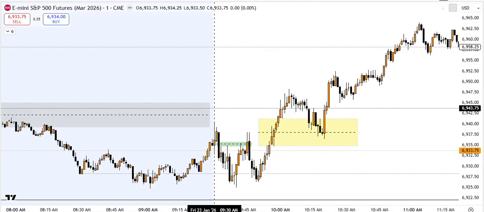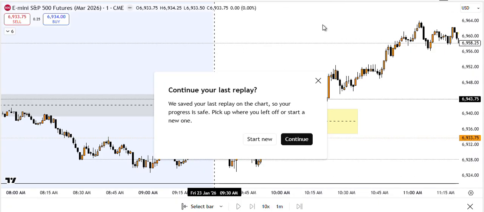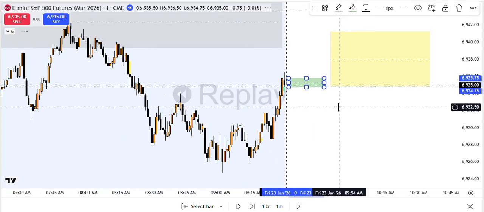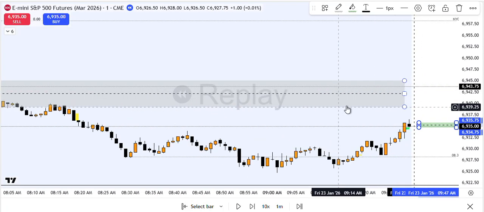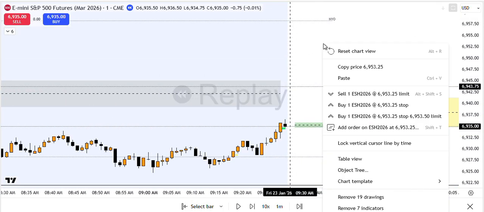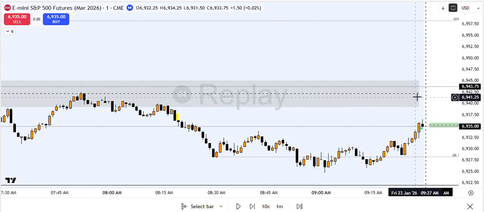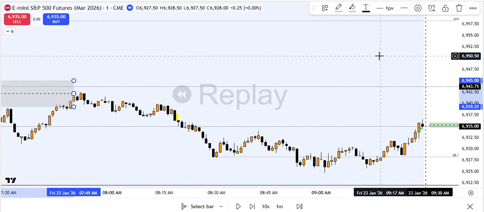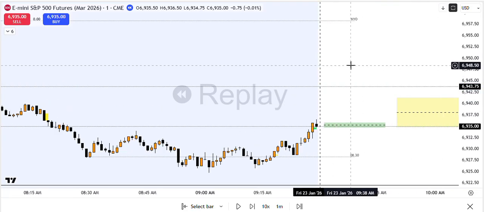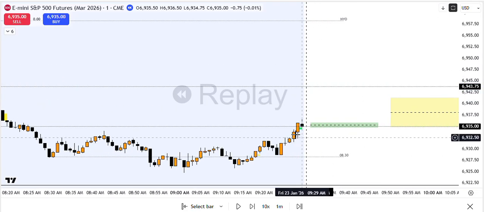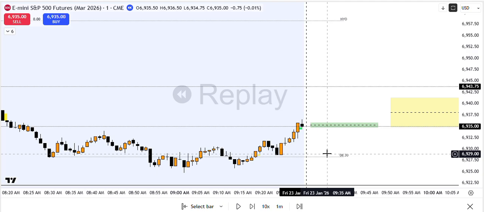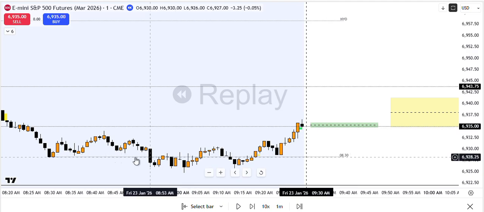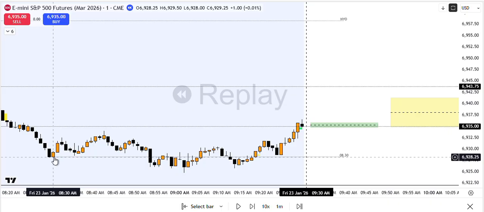So let's go backward and let's go to the 9:30. Okay. All right, so take this away. Don't need that. So this is the market as at 9:30. So I have two reference points, the 9:30 and the 8:30.